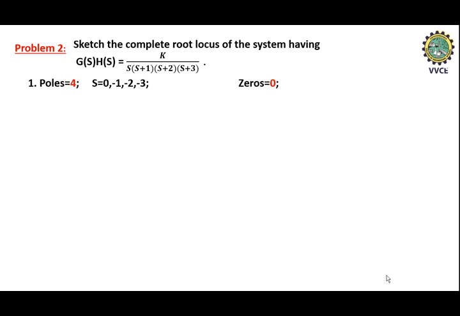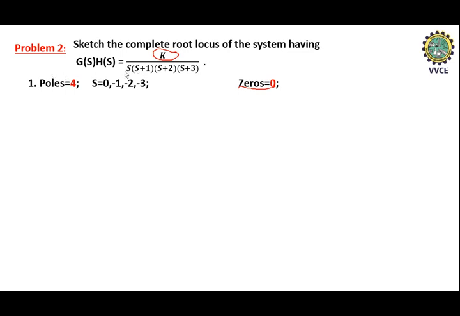First, check how many roots are present in the given transfer function. In the numerator function there is no s, so there are no roots. So 0 roots are present in the numerator function. That is, the roots obtained from the numerator function is 0, so the total number of zeros will be 0 itself.